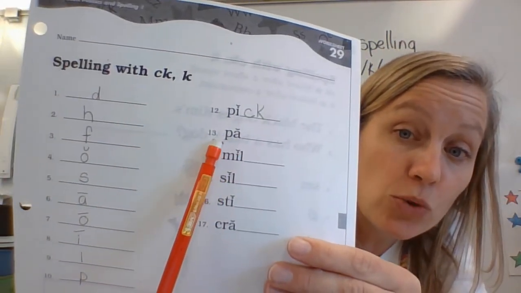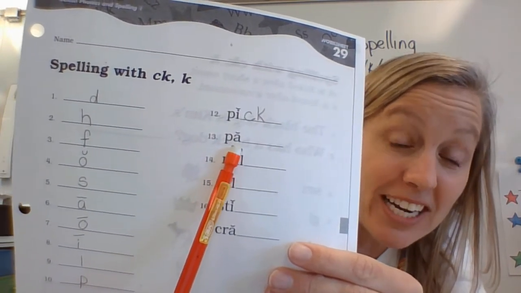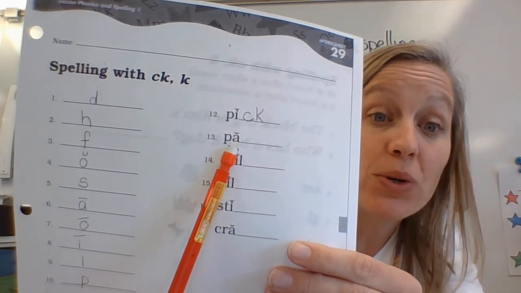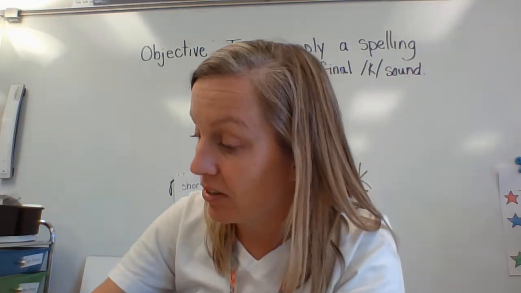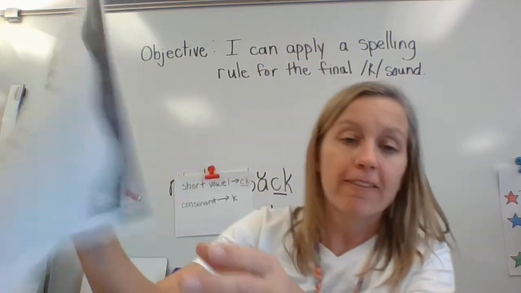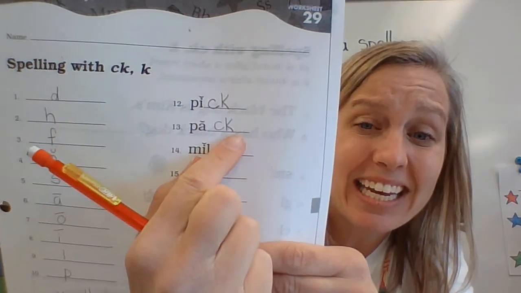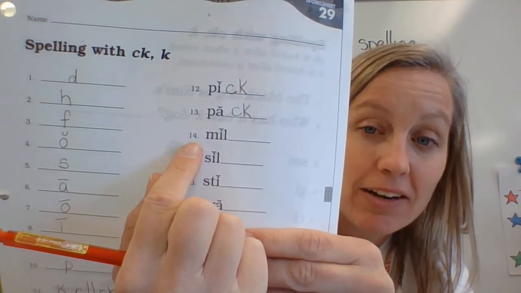Good. Number 13, we have P-A. Right there is a short vowel A. After a short vowel, we use CK to make our K sound. So we're going to write a CK. Let's read the word out together. Pack, pack.